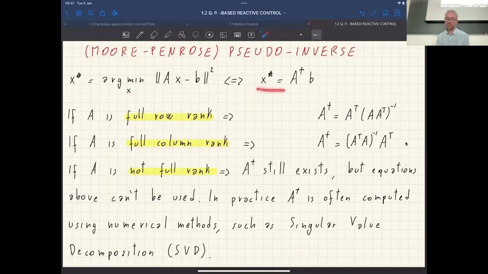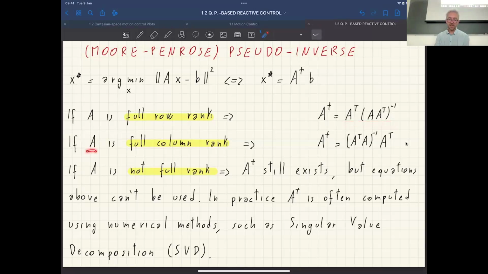The solution in general can be written in this form: x is equal to A pseudo-inverse times b, where A pseudo-inverse can be computed in different ways depending on the values of A. So if the matrix A is a full row rank matrix, which means that its rank is equal to the number of rows, then the pseudo-inverse takes this form here. So it's a right pseudo-inverse.